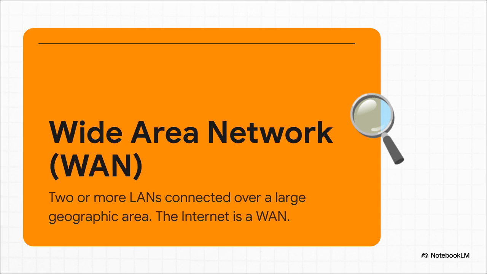And finally, the big one, a wide area network, a WAN. This is what connects everything over huge distances, linking cities, countries, and entire continents. We're talking undersea fiber optic cables, satellites, the whole shebang. And here's the key takeaway. The internet itself, it's the biggest, most complicated, most incredible WAN on the planet.